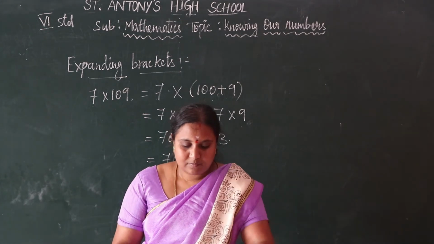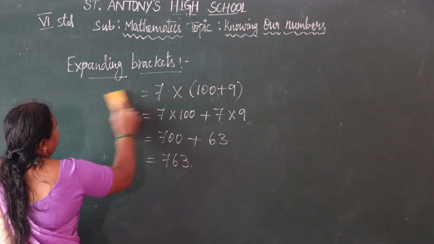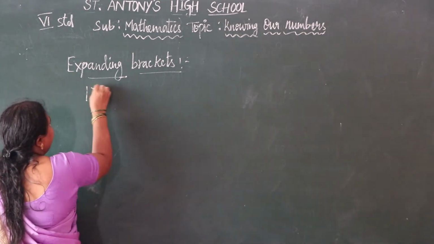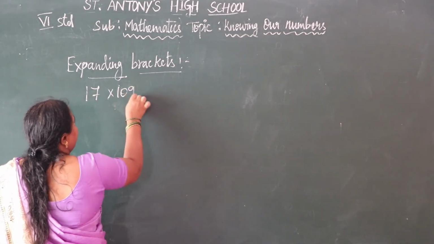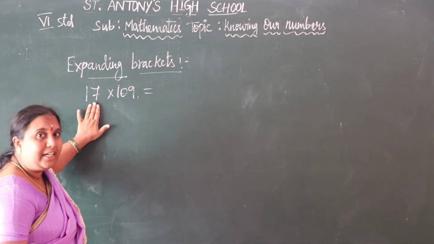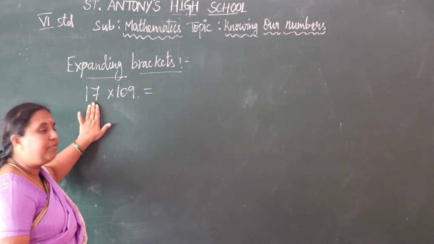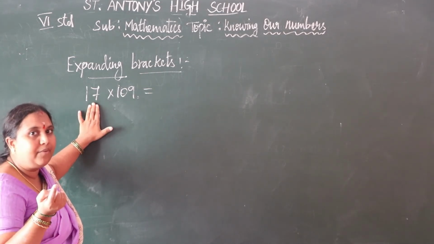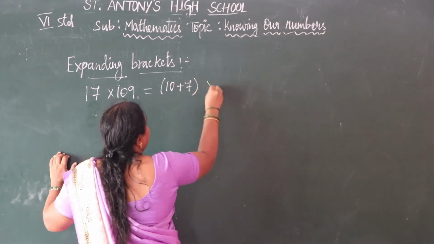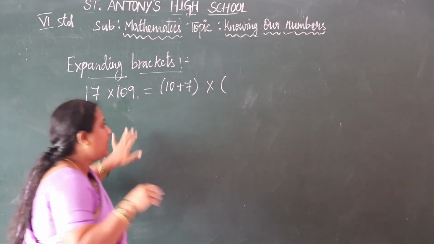See here, 17 into 109. Here in 17 also we have 2 digits, so this also we can write as 10 plus 7. And 109 we can write as 100 plus 9.